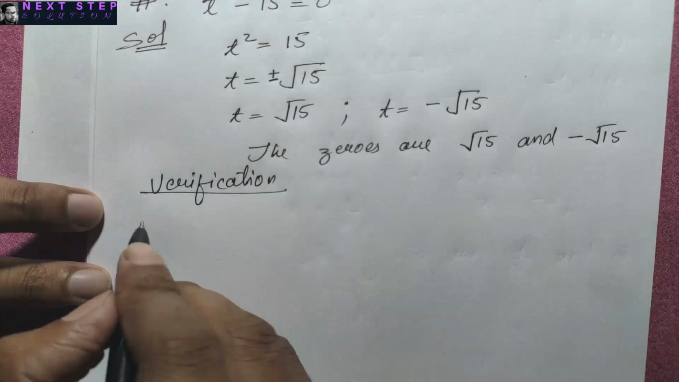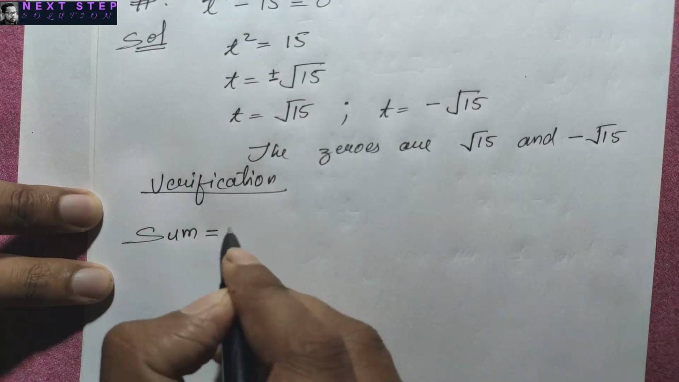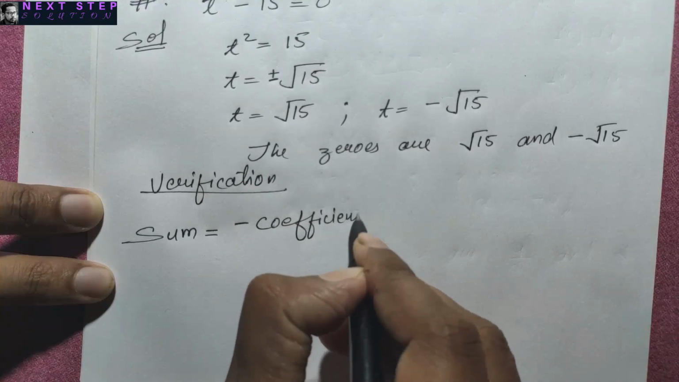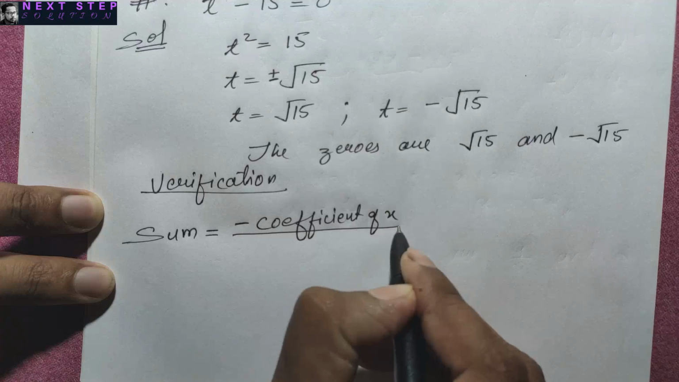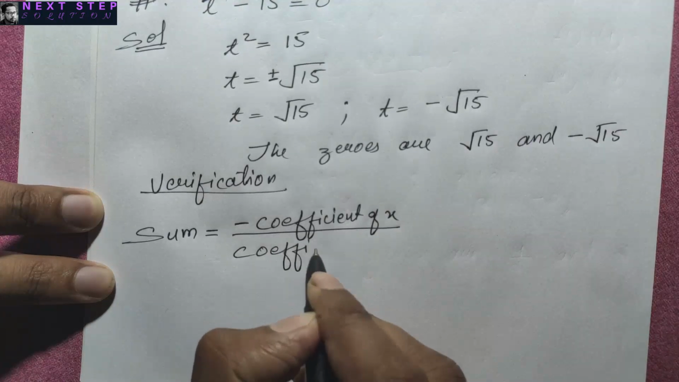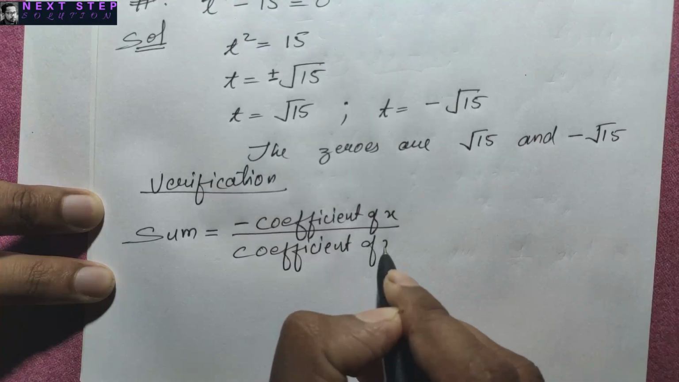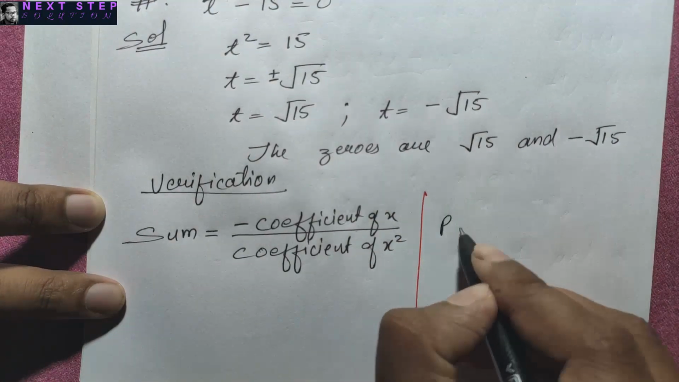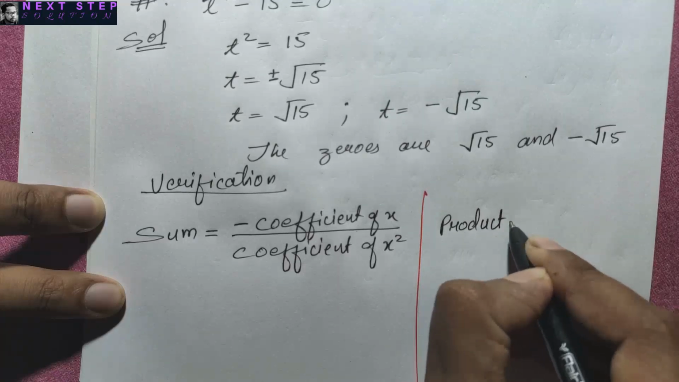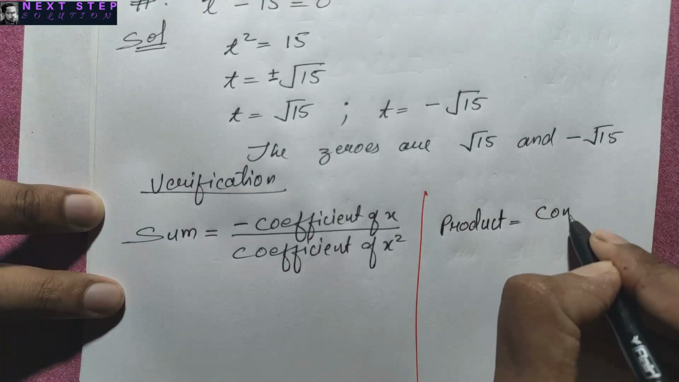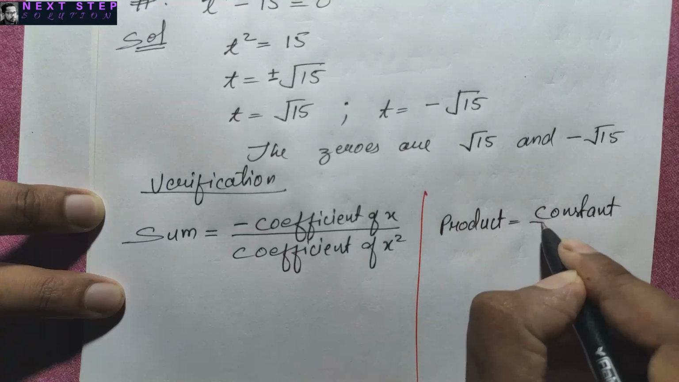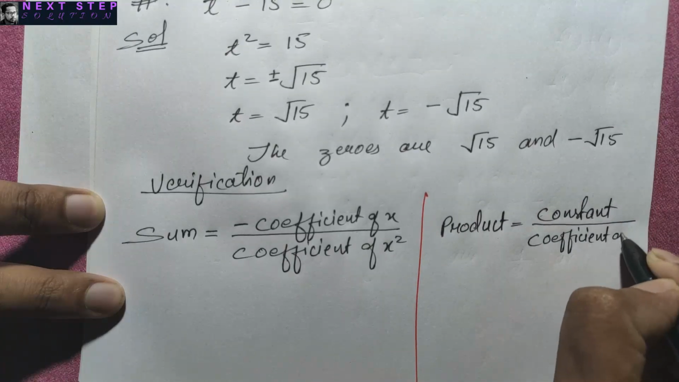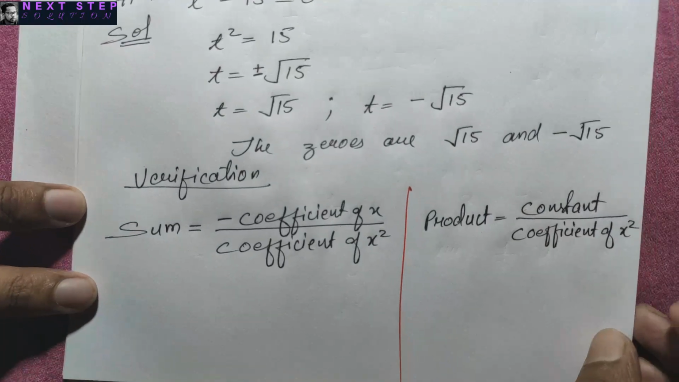Verify the relationship. First, the sum equals minus the coefficient of x by the coefficient of x square, and the product should always be equal to the constant term divided by the coefficient of x square.